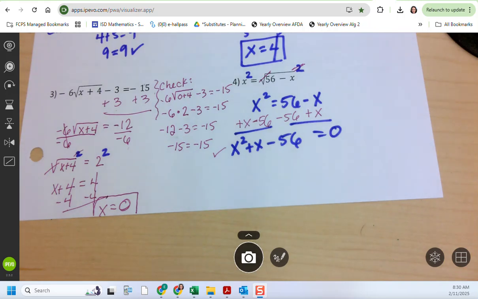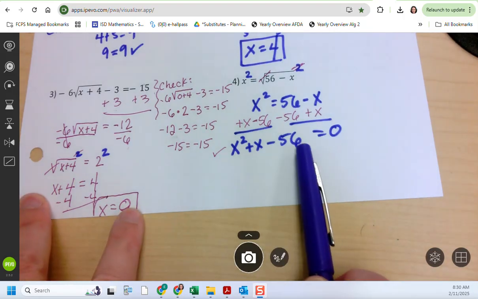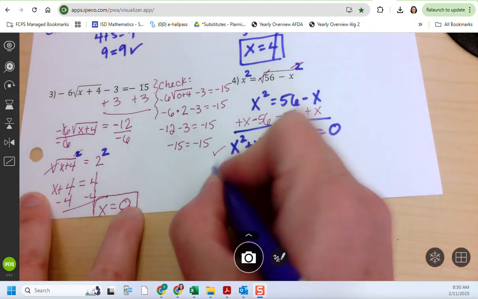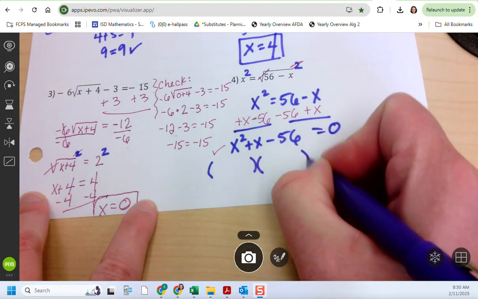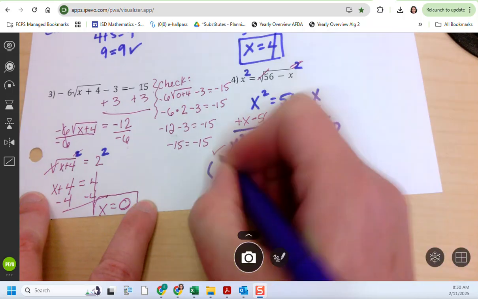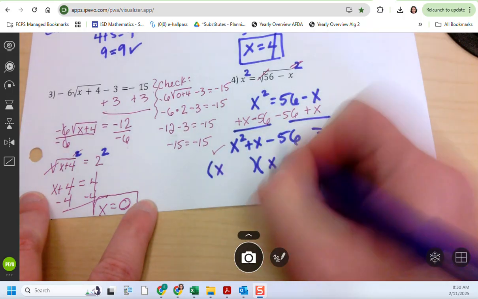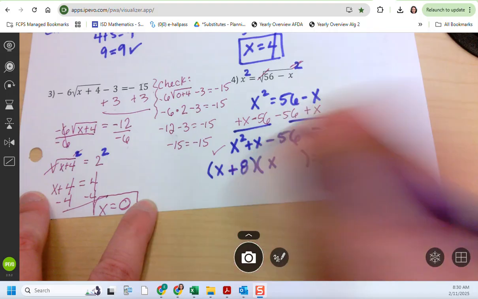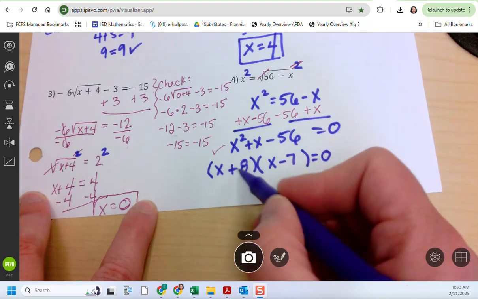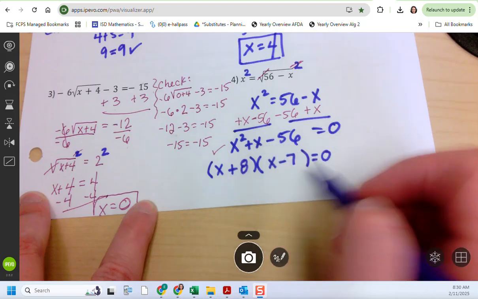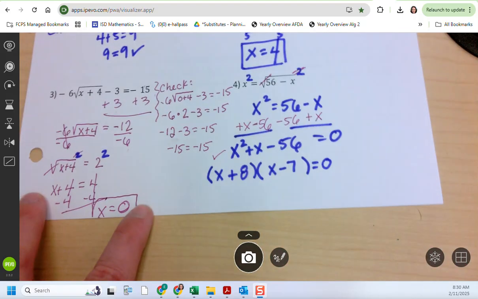Factor is an excellent strategy. You could have done quadratic formula, but this problem is a pretty easy one to factor. You're just looking for the numbers that multiply to negative 56 and add to 1. So negative 56 and add to 1 would be 8 and what? What kind of 7? Positive 8, right? And then a negative 7. Those are going to add to 1 and multiply to negative 56.